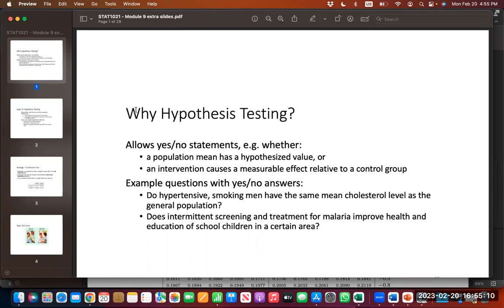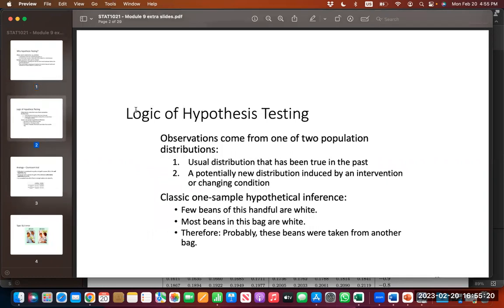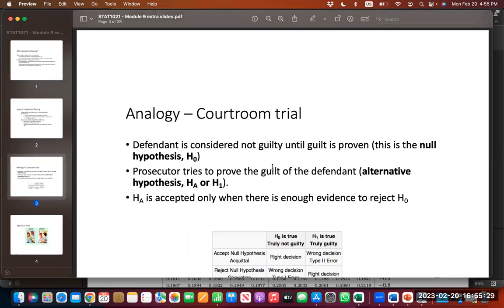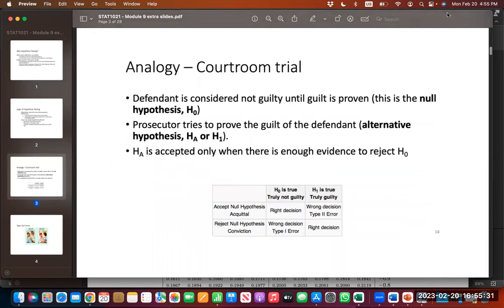And if that null hypothesis is correct at a probability level of less than 5% in most cases, we will reject the null hypothesis as being false. And then we accept the alternative hypothesis that the difference is significantly different. So again, the defendant is considered not guilty until the guilt is proven. This is the null hypothesis. So we're assuming that the sample mean and the population mean are not significantly different under the null hypothesis.